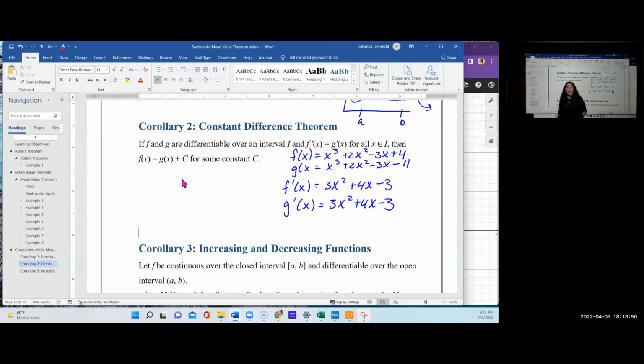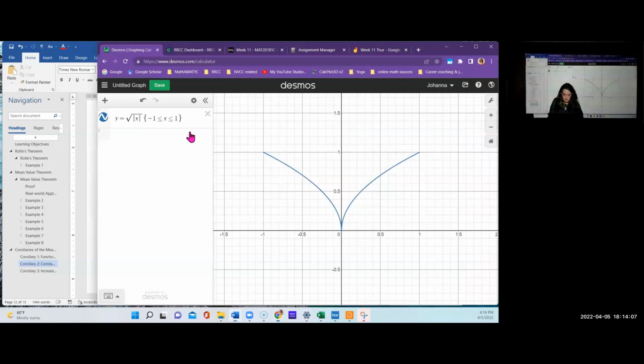Why do we care about that? Well, basically, when the constant is different, all you've done is taken the same graph and shifted it up or shifted it down. This gives us a family of functions that all have the same derivative. So looking at it on the graph, we would have the following.